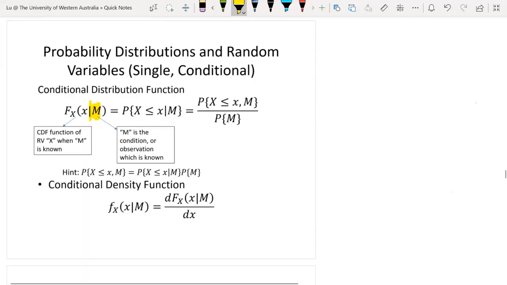A good example is if we define the random variable as our final exam mark.